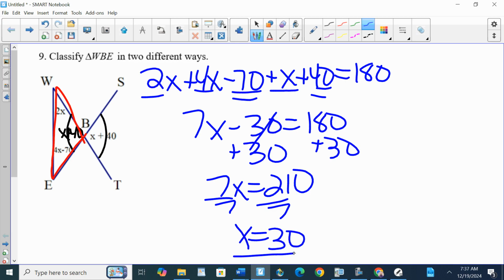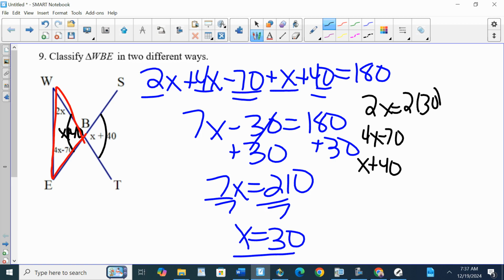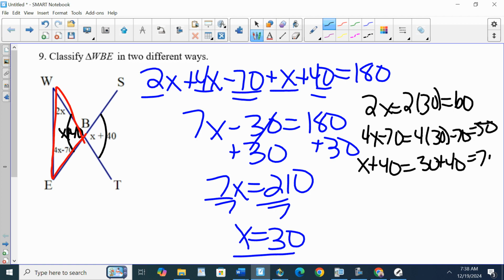That's great and all, but I need the angles. So my angles are 2x, 4x minus 70, and x plus 40. So I do 2 times 30. I do 4 times 30 minus 70. I do 30 plus 40. Use the calculator if you need to. That's 60, that's 50, and that's 70.